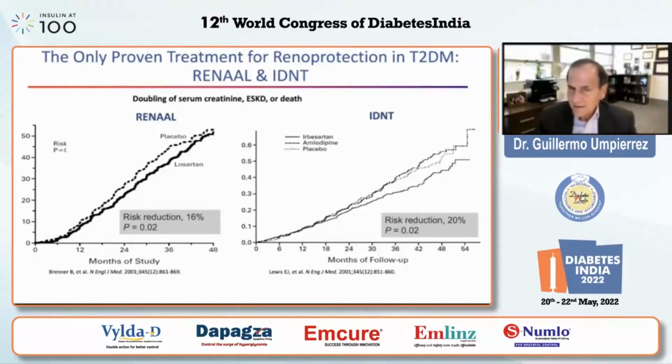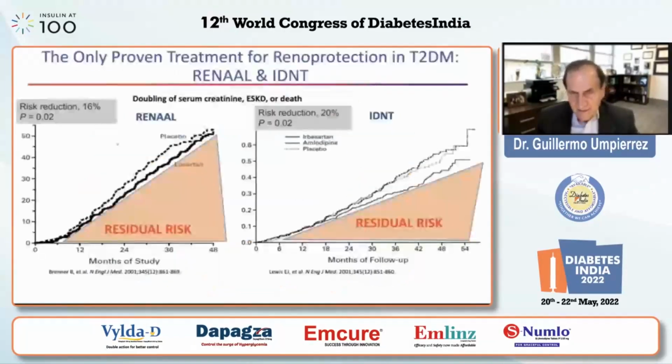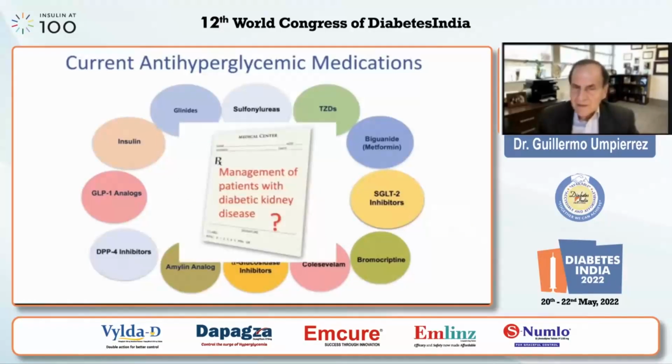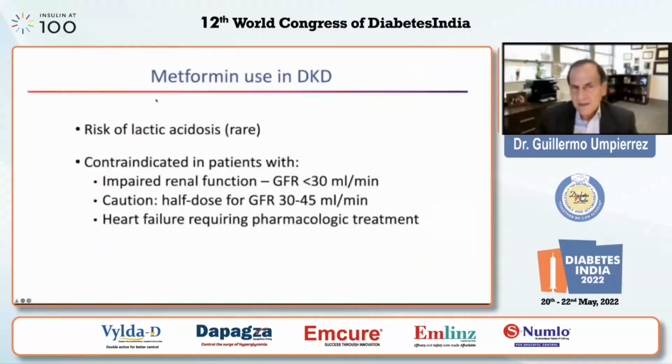So impressive data. But when you look at this data, you see that there is substantial residual risk. Yes, you decrease by 20%, but there is a significant residual risk. So now we have medications that, together with ACE inhibitor therapy, can prevent kidney damage. Let's review these medications. You know that there are 12 different groups of anti-diabetic therapies with different mechanisms of action. The question is, how do they behave in the management of patients with diabetic kidney disease? So let's review each one of these medication groups.